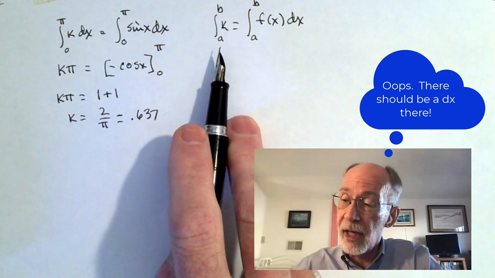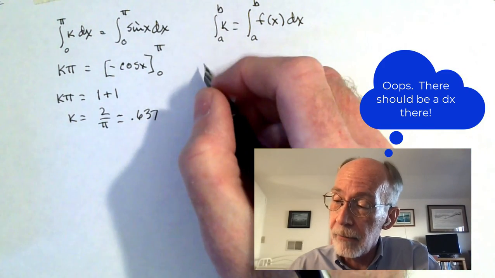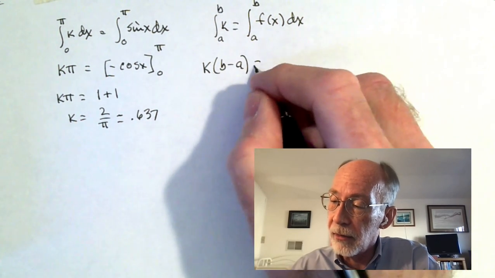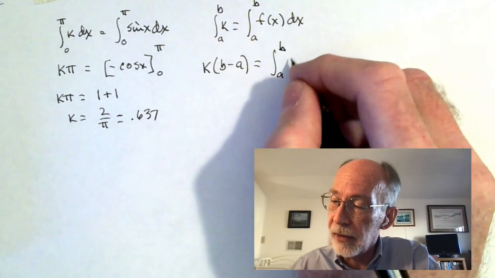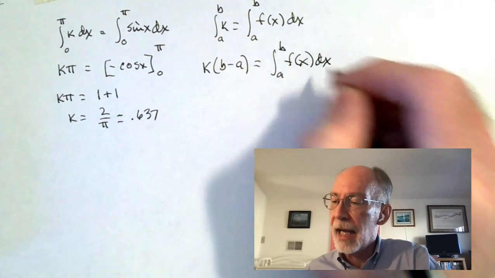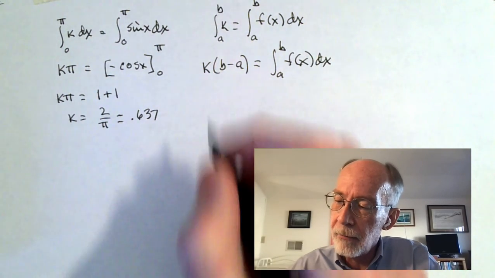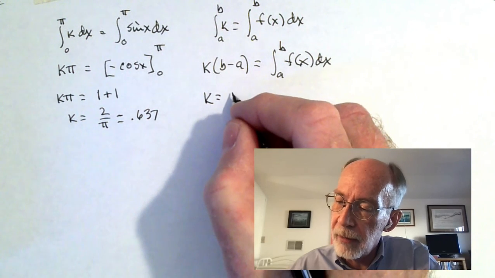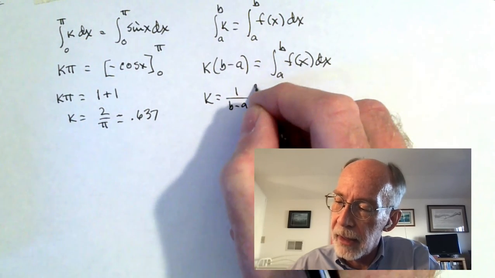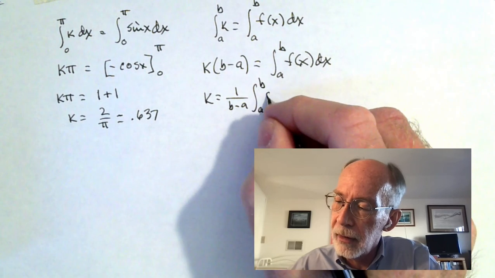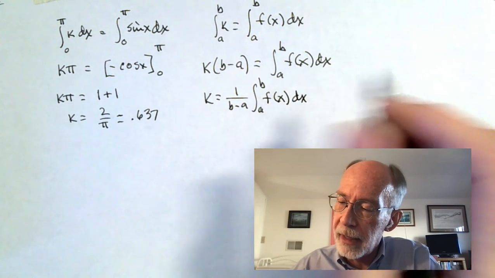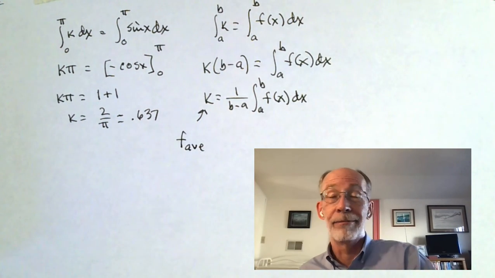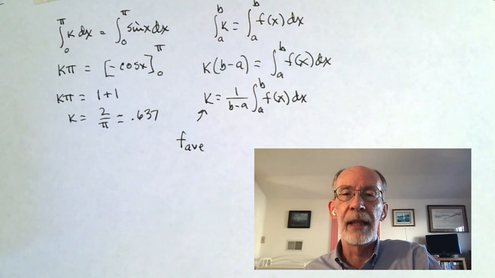This is still just a rectangle, right? This time it's k times b minus a. And of course, on the right, we have whatever the integral from a to b of f of x dx may be. And if we just divide by b minus a, we have a formula for the average value. So it's 1 over b minus a, integral a to b, f of x dx. And typically, you call that f average or g average or whatever it may be, depending on the name of the function itself.